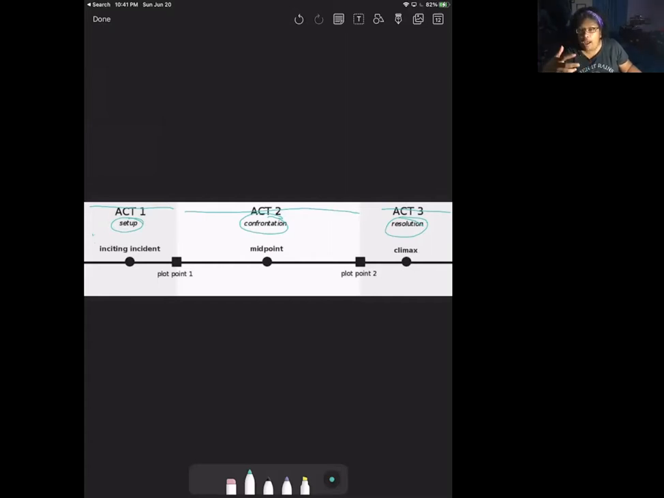It's kind of like the why of things. We'll talk about inciting incident in a minute. And that moves us into the first plot point, which is really right on the border between Act 1 and Act 2. It's the thing that happens that moves us from one act to the next act.